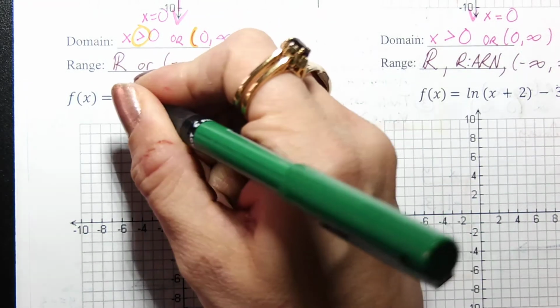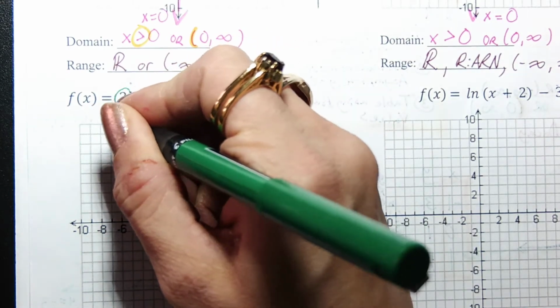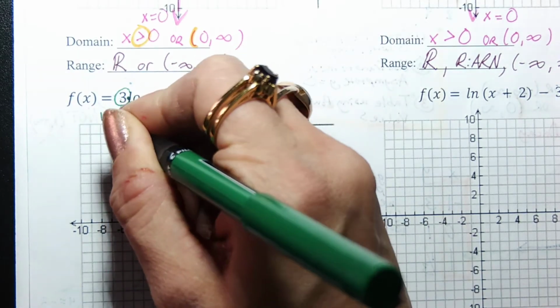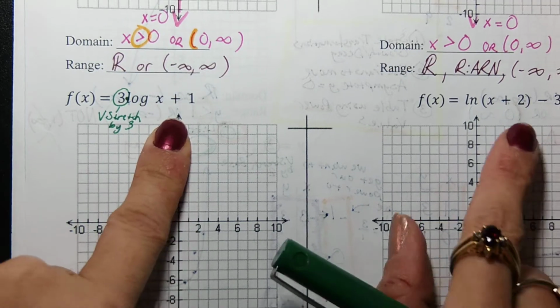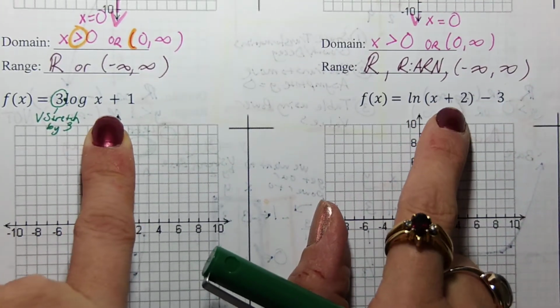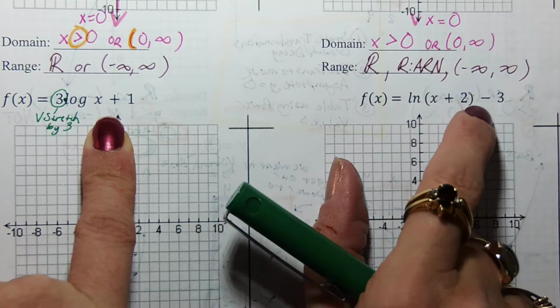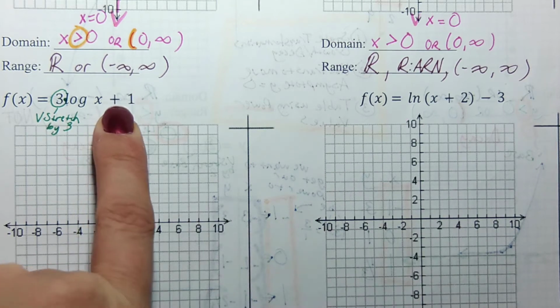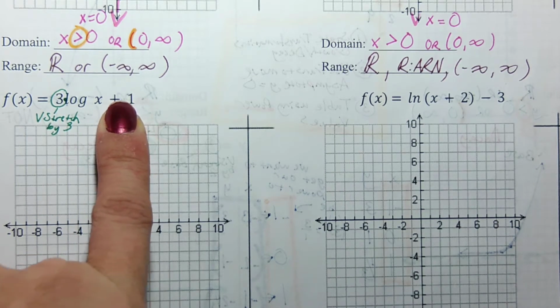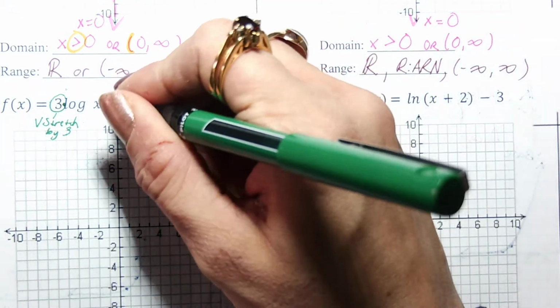So this 3 getting multiplied out in front will be a vertical stretch by 3. But the plus 1 is a little bit elusive, because the question is, is that on the inside with x or on the outside? Maybe it would be helpful if we looked at the next problem. On this one, that plus 2 is definitely inside the natural log and with x. This plus 1, since it's not in parentheses, that's going to be an outside transformation, and it's going to move us up 1.